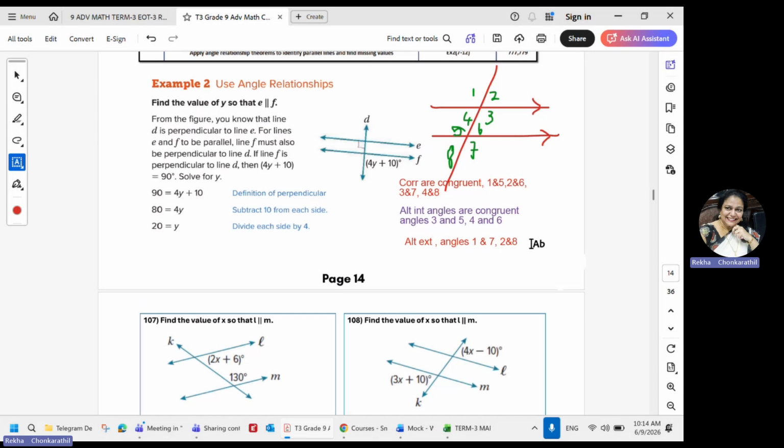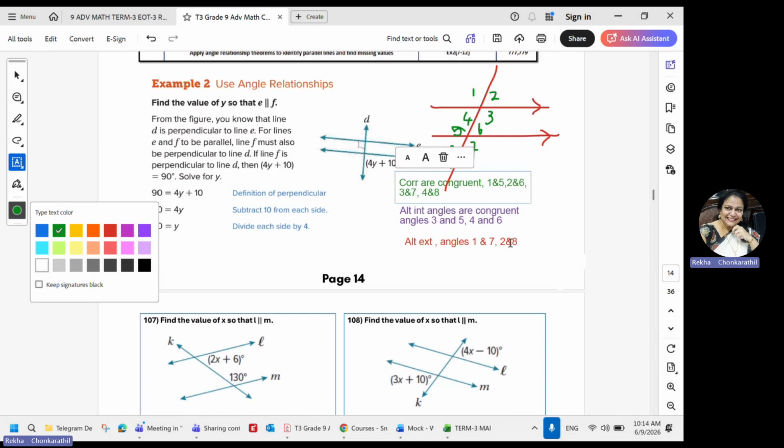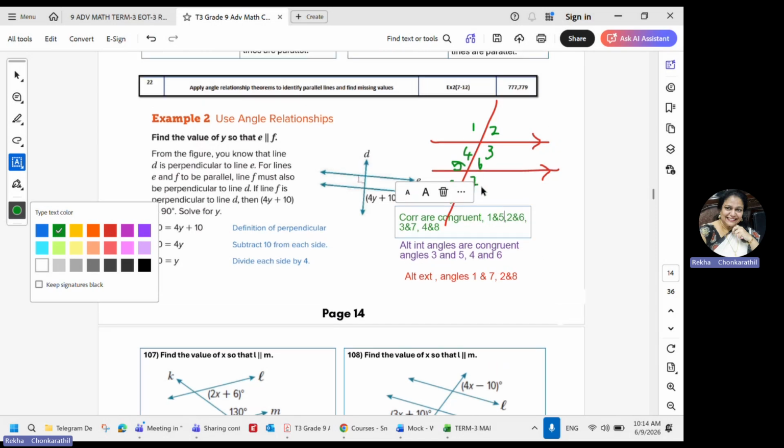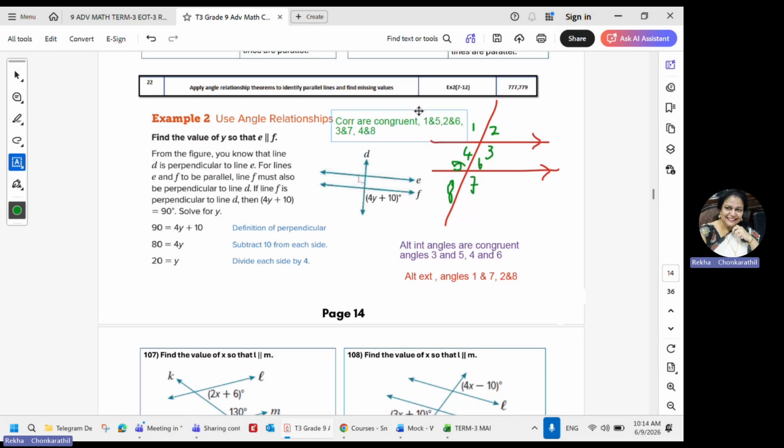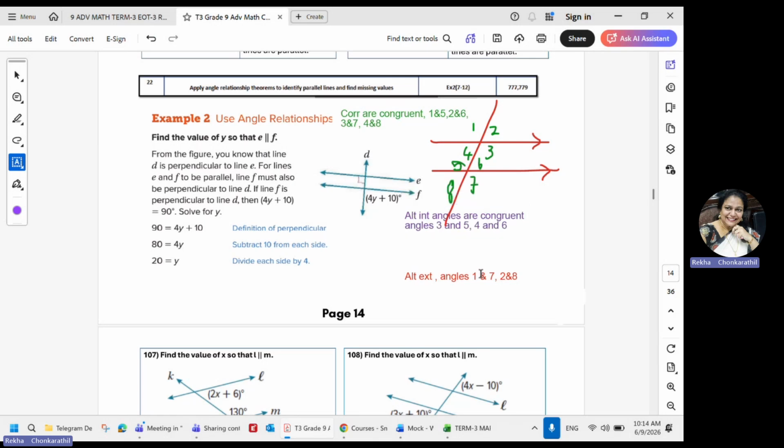Next, we have consecutive interior angles. Consecutive, let me take this somewhere else. Okay.